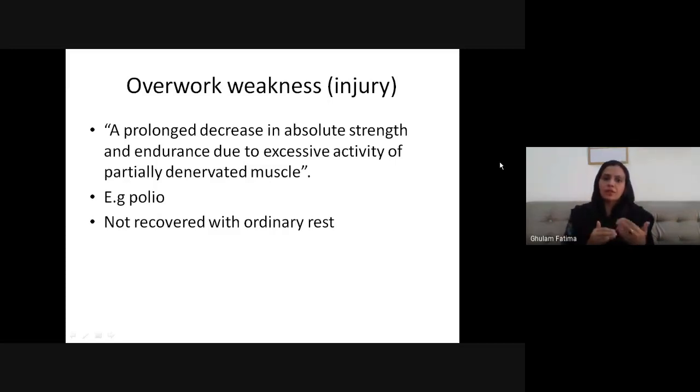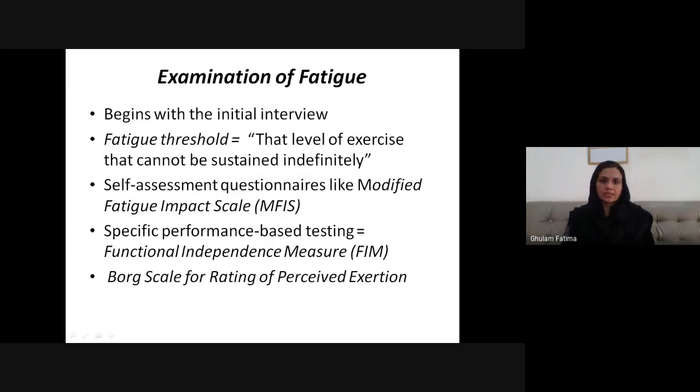But the patient will not be able to get up or recover from the fatigue for the next 2 to 3 days. He won't be able to do his normal ADLs for the next 2 to 3 days because the patient cannot recover with ordinary rest. So you have to keep in mind that overall weakness is a problem that you can encounter in neurological patients.